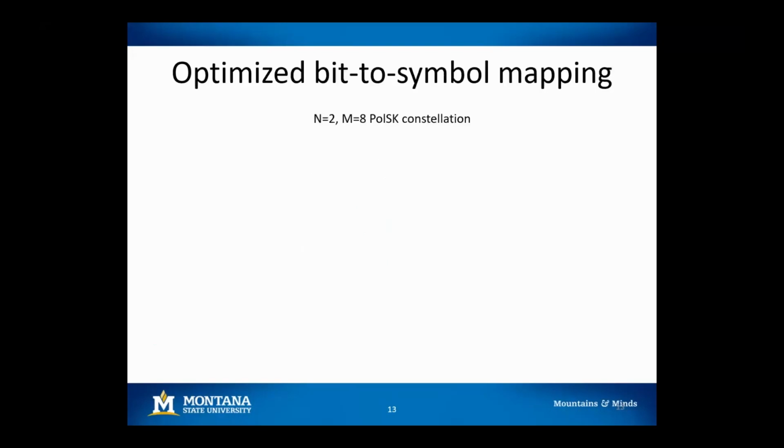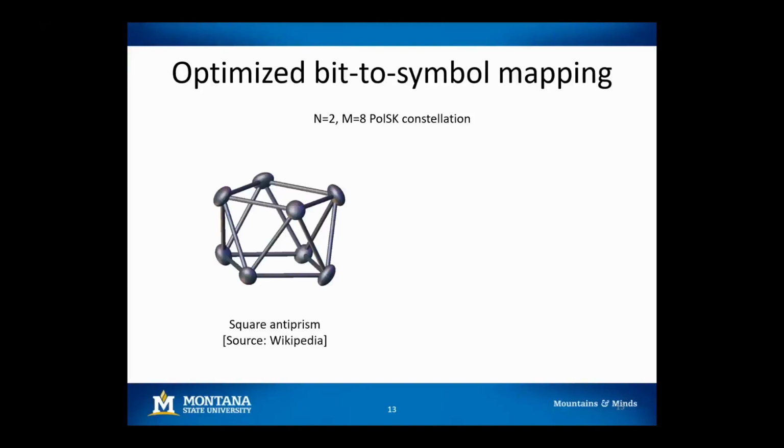Okay, how about bit-to-symbol mapping? Well, the problem is that gray coding is not possible, but we can use simulated annealing and label the vertices and move the different labels around until we minimize a certain objective function. And for this, we use the actual error probability.